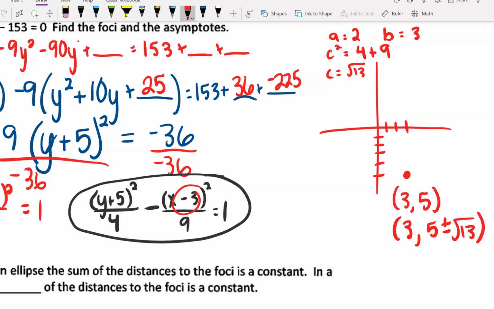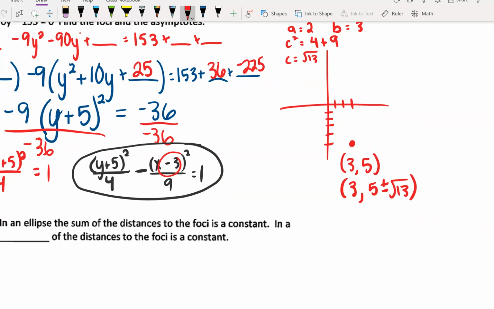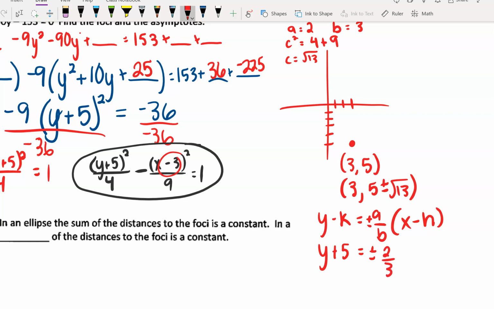And then the last thing we need to do is find the asymptote. So the formula for asymptote again is y minus k equals, if it's vertical, plus or minus a over b times x minus h. So y minus our k value, which was negative 5, so y plus 5 equals plus or minus a over b, so 2 over 3 times x minus h, which is 3. That is it for that one.